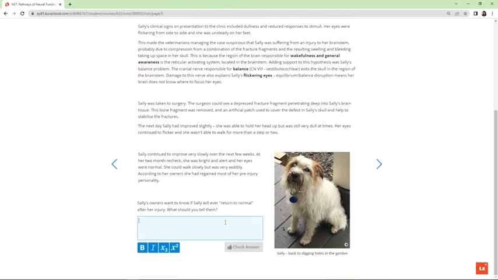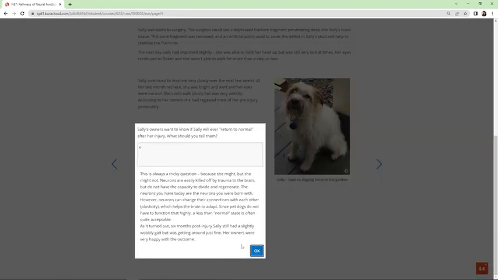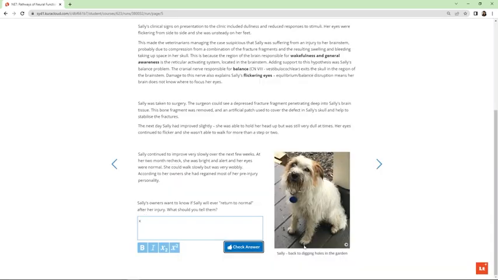The final question in the case discussion page is always a question based around giving advice to the owners, often around management, care, or expectations of their animal. Here, students practice a potentially difficult discussion with the owner about whether their beloved pet would ever return to normal.